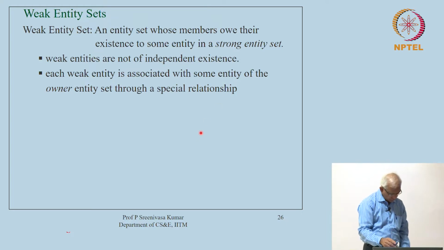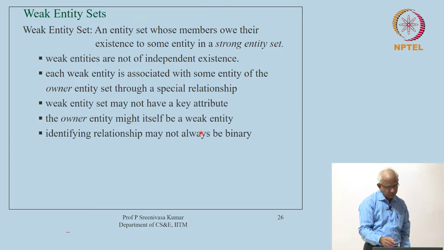Now, let me give you an example, we will see a couple of examples. The weak entity set may actually not have a key attribute at all. It may have what is called a partial key, we will talk about it, and the owner entity might itself be a weak entity. What is the owner entity? An owner entity is something which owns this weak entity. That itself can be weak, in which case there is a chain of these weak entities, and ultimately of course it has to be owned by some strong entity.